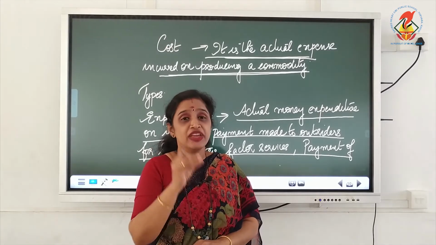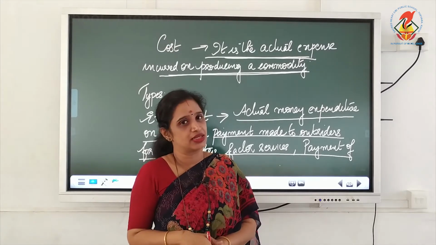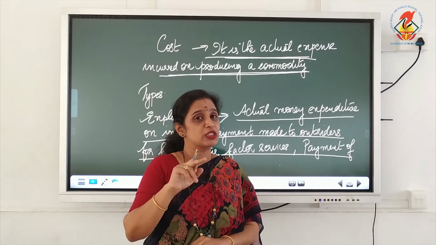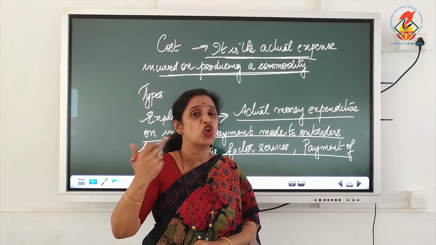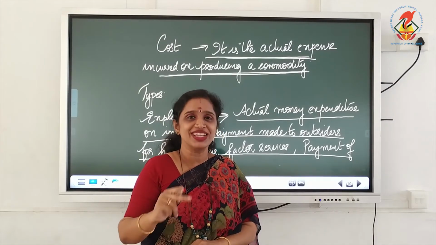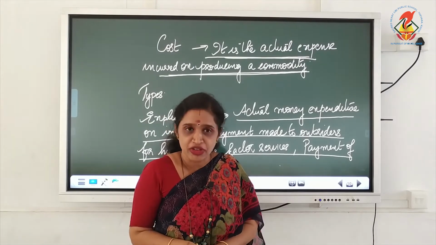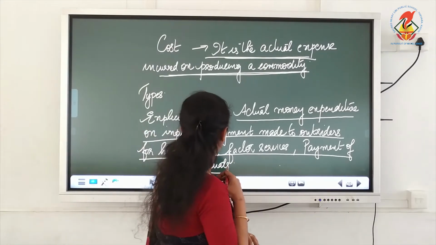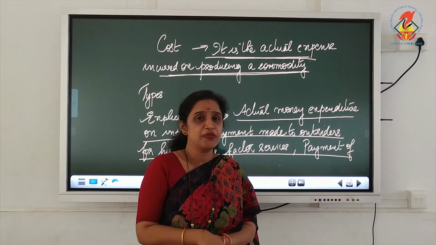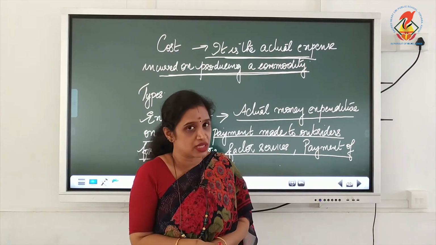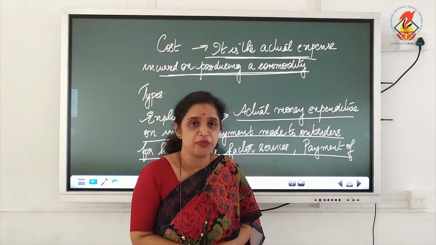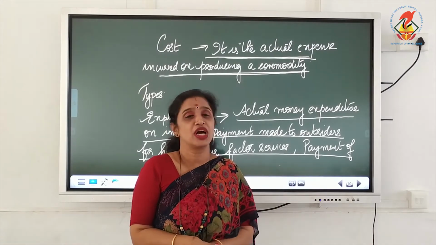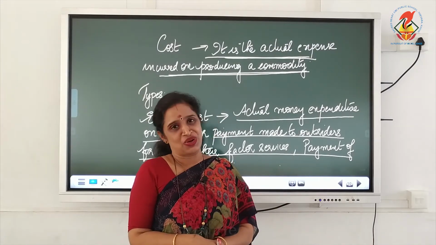For example, if a producer wants to buy raw materials, he will be buying the raw materials by paying for it. So, he is getting the raw materials from outside, and for that he is paying. That kind of a cost is known as explicit cost. Now, for example, laborers: he is hiring the laborers from outside and he is paying wages to them. So, that kind of a cost also comes under explicit cost.